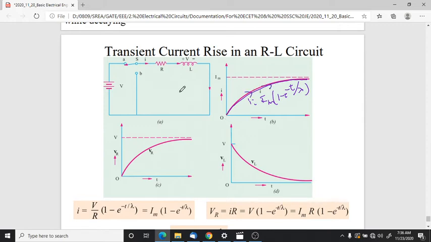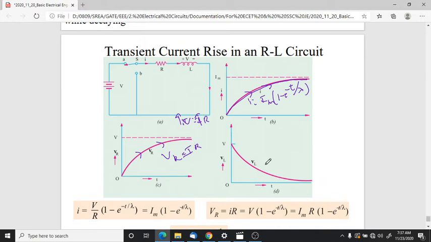Okay, now what about the voltage? When the current is increasing, the voltage across the resistor also increases. Slowly the current is increasing, V equals IR. When the current slowly increases, the resistor voltage also slowly increases, following the same curve as the current. So the VR formula is simply I into R.